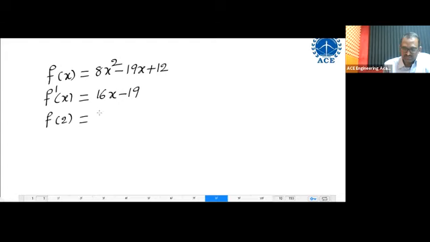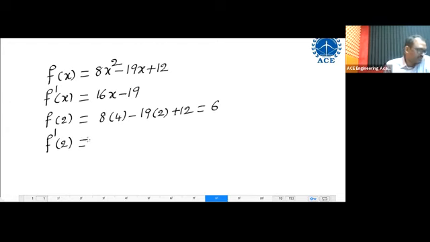F of 2 is equal to 8 into 2 square minus 19 into 2 plus 12. F of 2 is 6. Good. You are asked to find even f dash of 2 also. So f dash of 2 is equal to 13. I think 13. Good. Next problem.